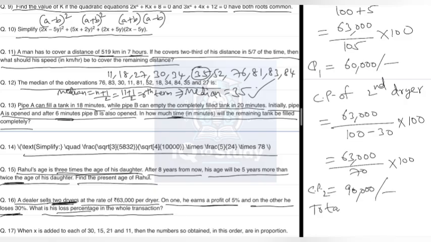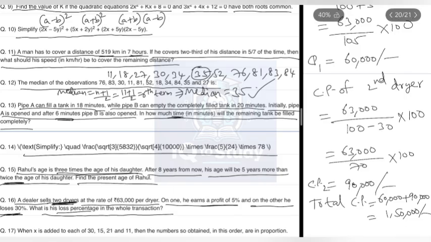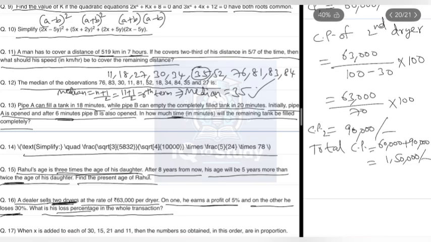So, total CP is equal to 60,000 plus 90,000, that is 1,50,000 rupees. And according to the question, selling price is same for two dryers. It means total selling price is 63,000 plus 63,000, which is equal to 1,26,000 rupees.